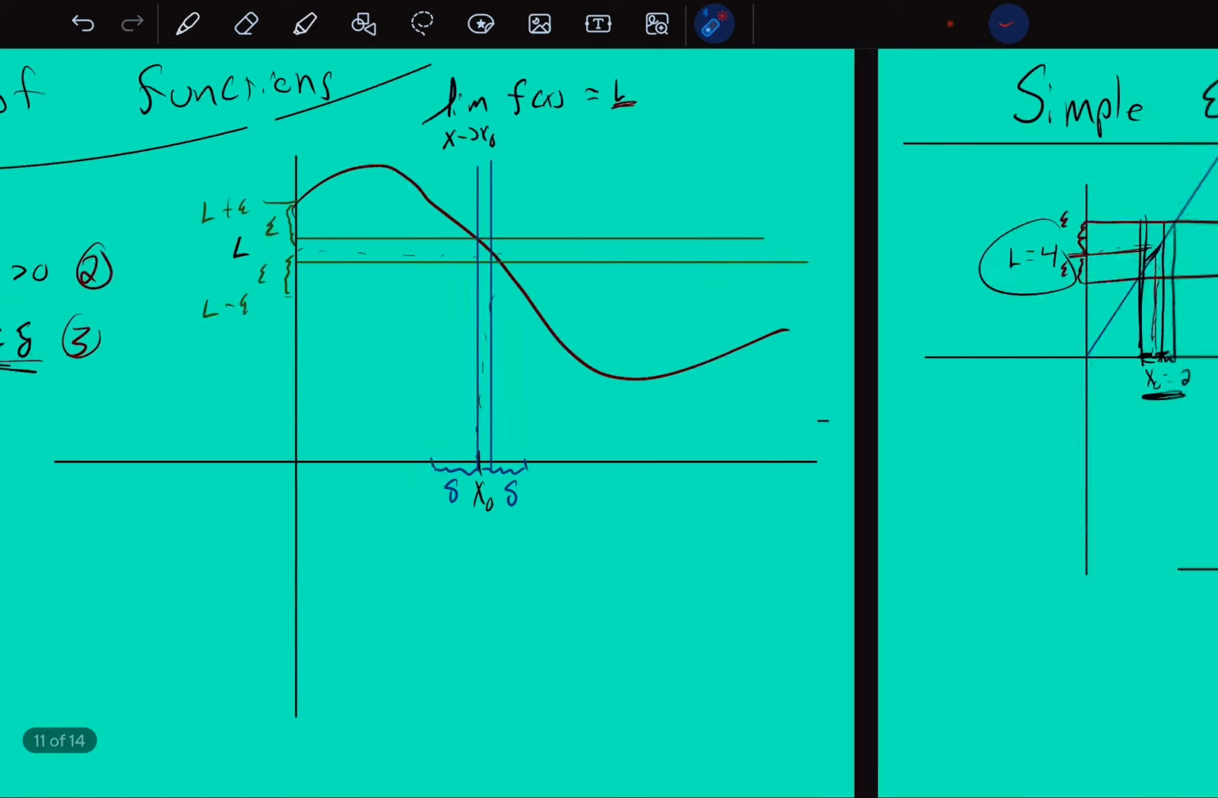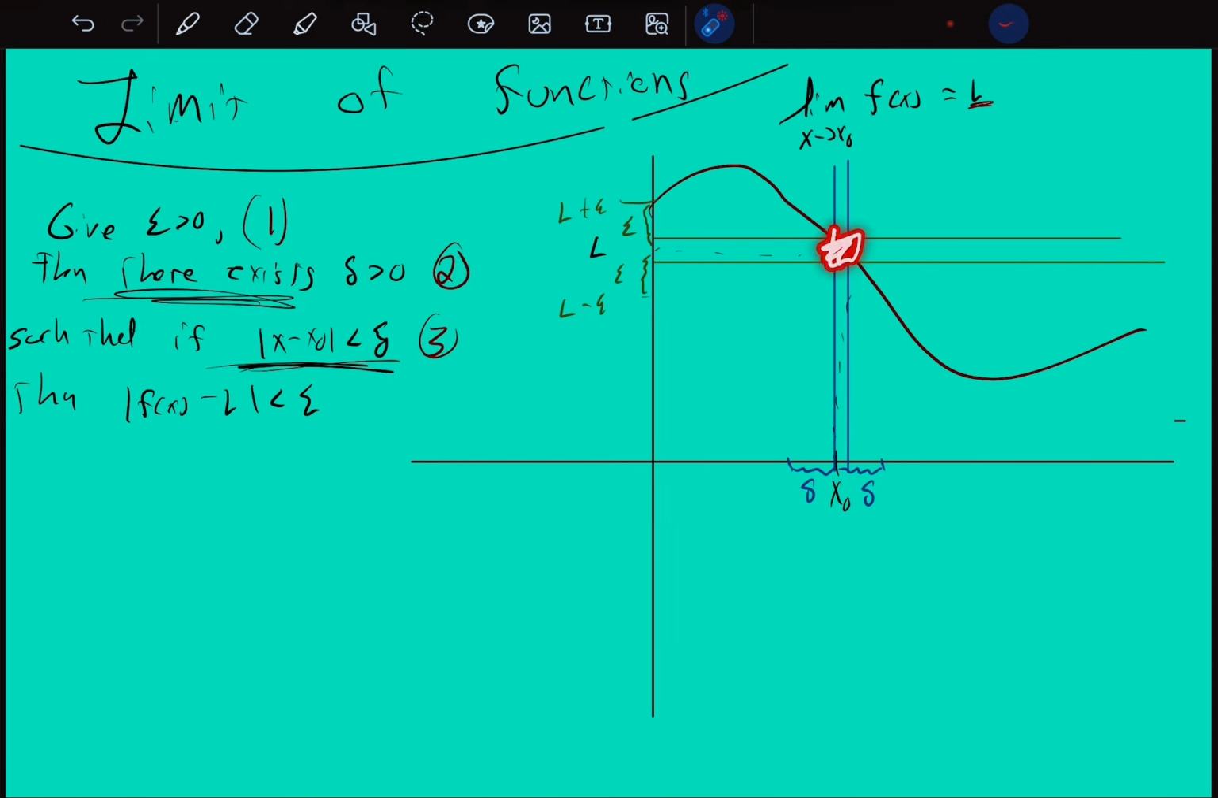I hope that this understanding of continuity, this idea of boxes, is at least somewhat helpful.